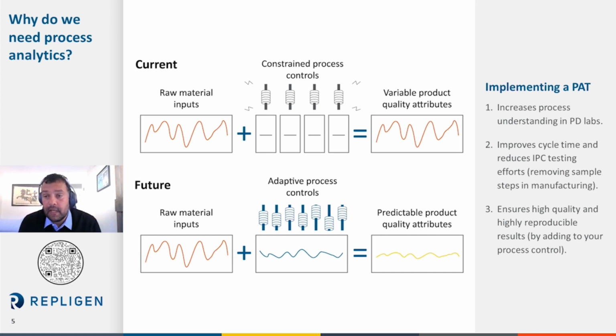Finally, in the final stage of this, you would take that product or analytical tool and connect it to the process, add it to your automation, which then adds it to the process control, realizing that adaptive process control and giving you that predictable product quality attribute.